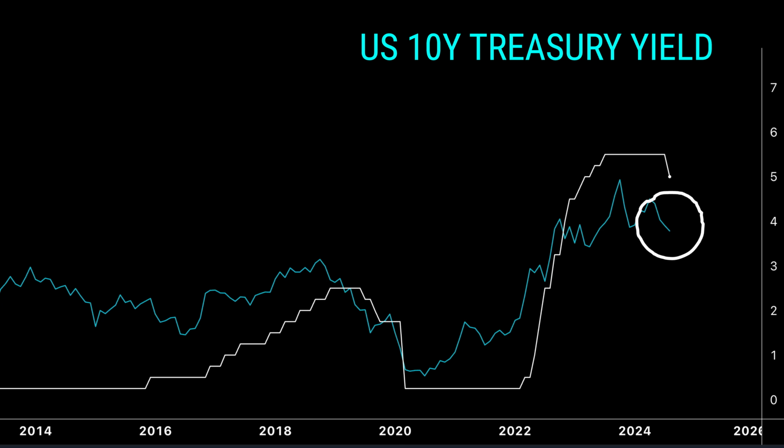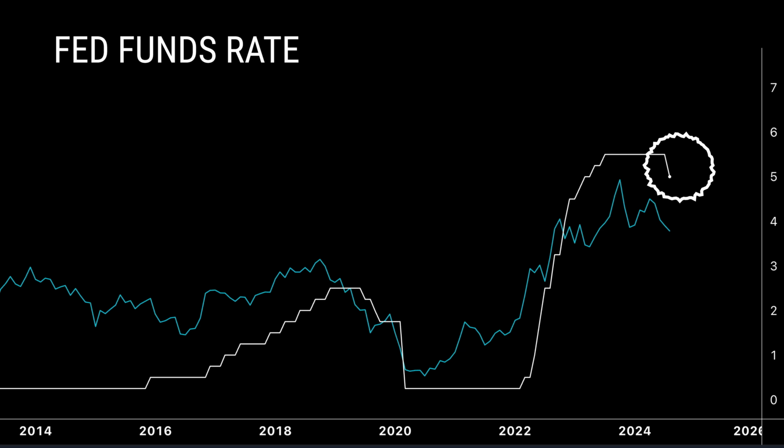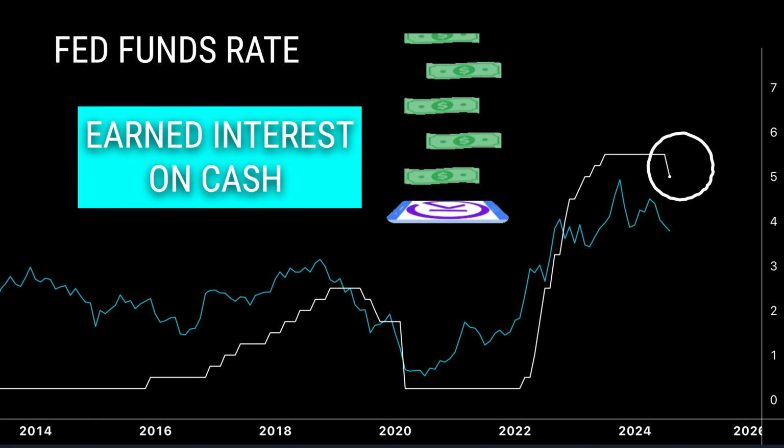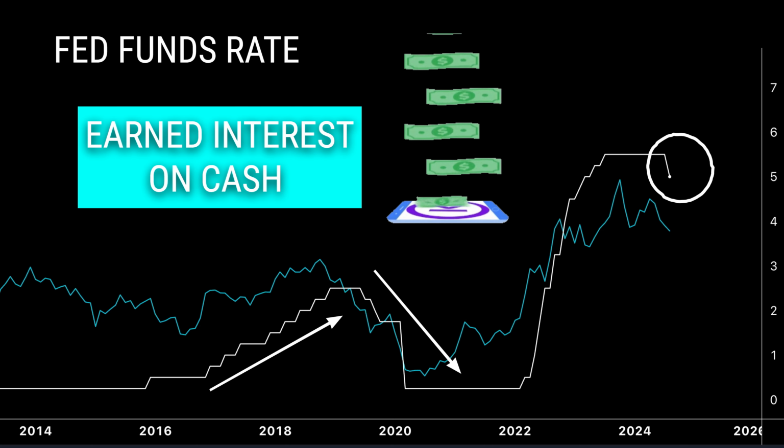Now, the special thing about the 10-year yield is that it is used to value the future earnings of stocks, which makes it a key indicator for the stock market. The Fed funds rate is special because it determines the interest earned on cash. So it raises or lowers the incentives to hold cash.